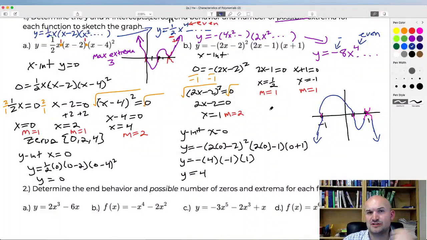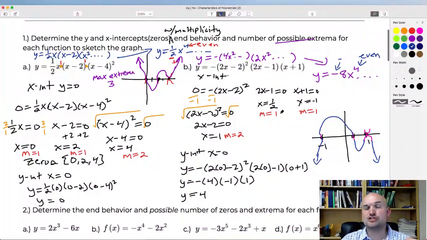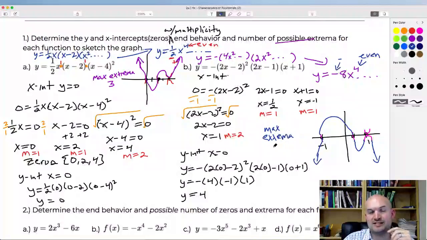Again, the max number of extrema is always going to be one less than the degree. So the max extrema is going to be 4 minus 1, which would be 3. And again, that's the maximum number of turning points, which you can see in this example has exactly that number, 1, 2, 3, whereas this one did as well. So kind of two similar graphs. The main idea here is just making sure you can understand the multiplicity as well as the zeros.